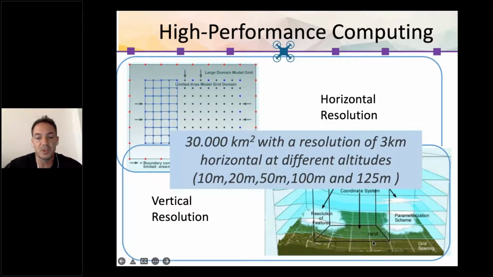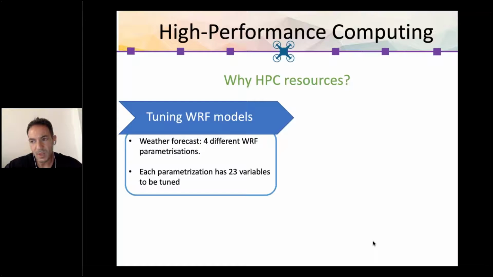So, for example, for the region in Galicia, a region in the north of Spain, we have an area of 30,000 square kilometers, and we are going to provide a horizontal resolution of 3 kilometers at different altitudes. So we are going to have 10 meter, 20, 50, 100 meter, and 125 meter.